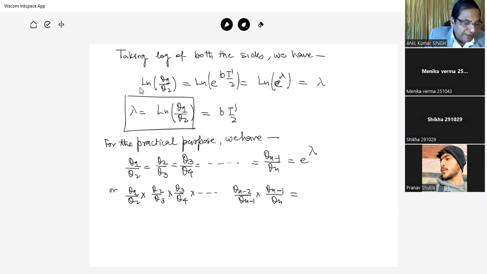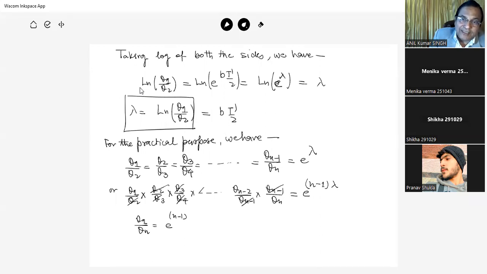Now, what will be the value in this case? So this is 1, 2, 3, and up to n minus 1. So theta 2 cancels, theta 3 cancels with theta 4, and similarly the rest cancel. So we get e raised to the power n minus 1 lambda. सर थीटा 4 किससे कैंसिल हुआ? थीटा 4. हाँ यस क्या सर थीटा 4 कैंसिल कैसे हुआ?